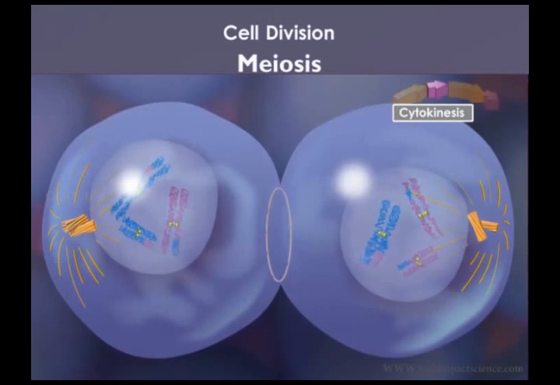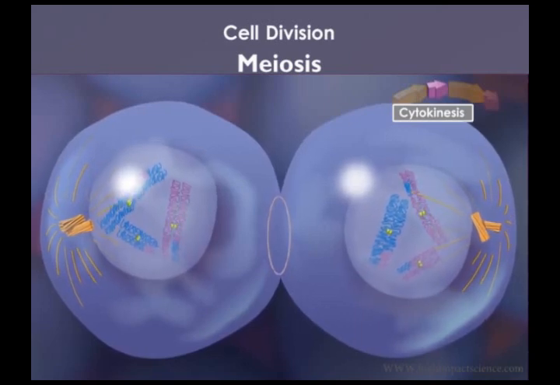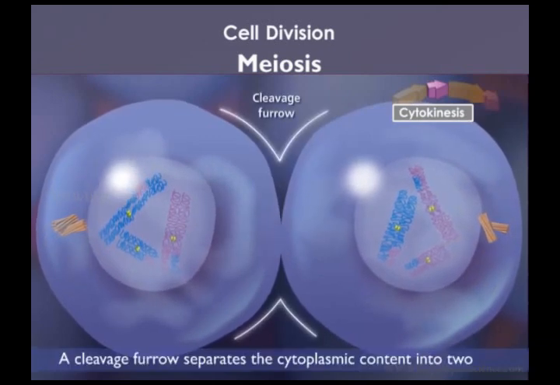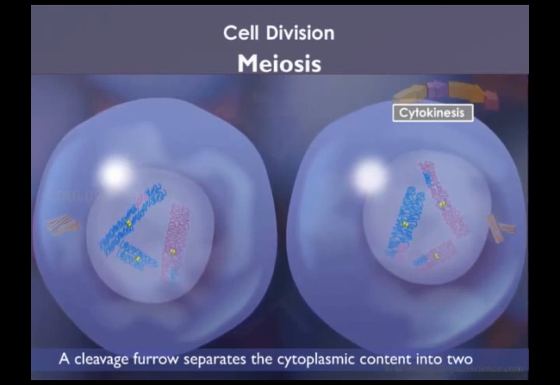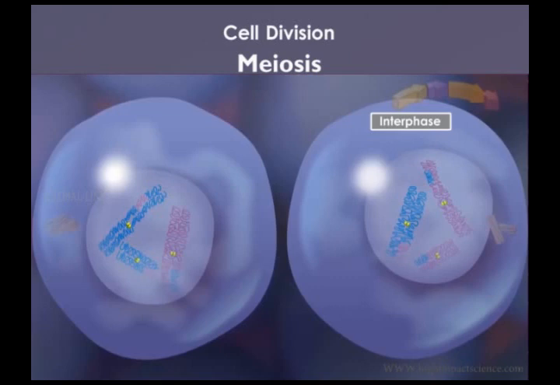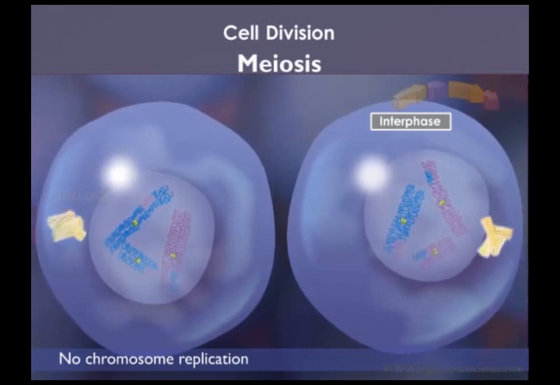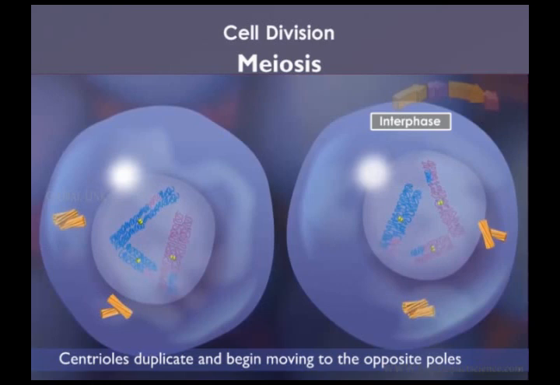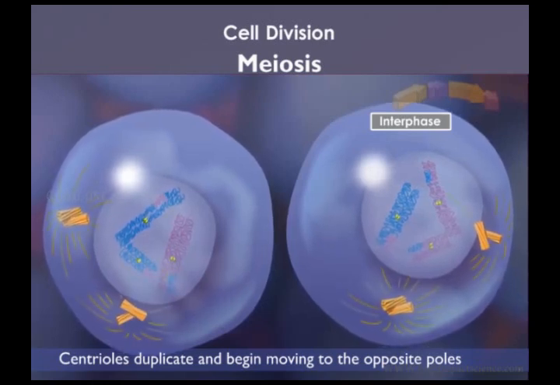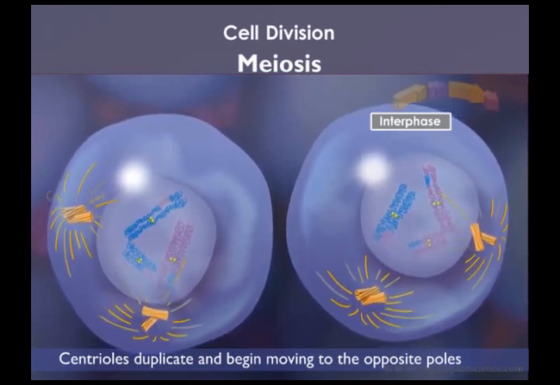The cytoplasmic material is separated during cytokinesis, and a cleavage furrow separates the 2 daughter cells. The 2 daughter cells now enter the second meiotic division, or meiosis II. The cell enters into a short interphase without chromosome replication. The centrioles duplicate and begin moving to the opposite poles of each cell while extending the spindle fibers.